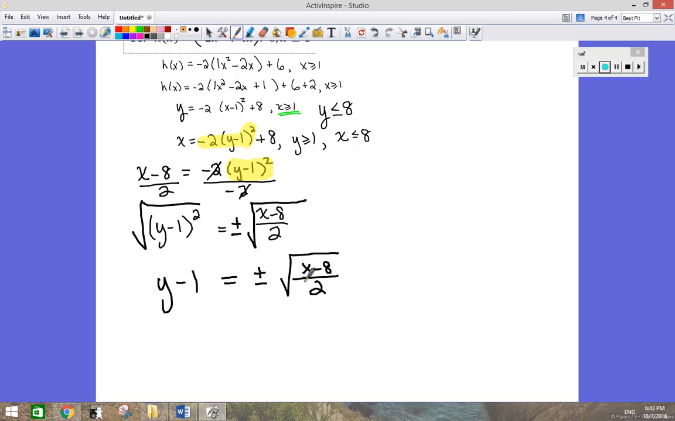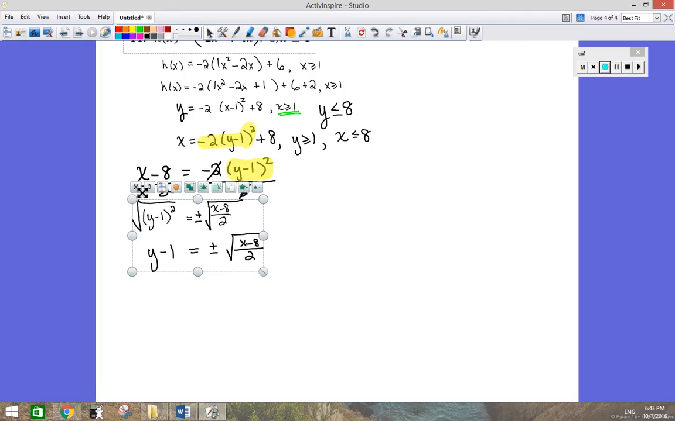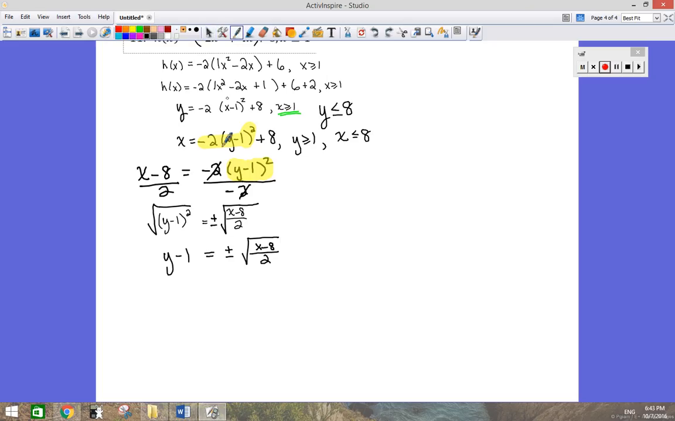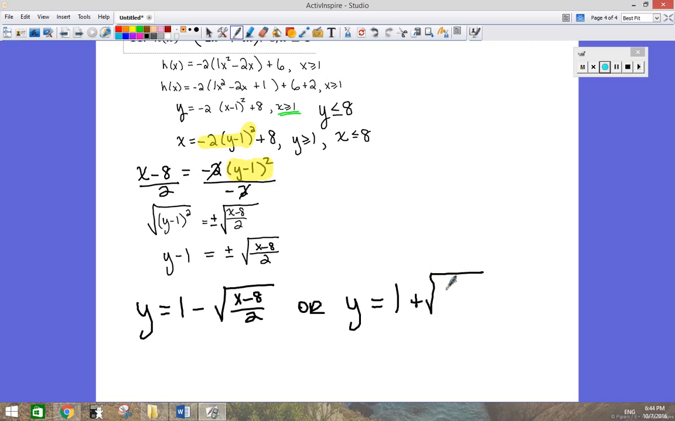The plus or minus is just shorthand notation that really this is 2 equations. I'm going to now split that up and write it as 2 equations, but here we'll add 1 to both sides, so we'll get the y by itself. So I have y equals 1, and I'll pick the minus square root of x minus 8 over 2. And the other equation, y is equal to 1 plus, because this plus or minus that was in front of the radical, over here in front of the radical is minus, over here in front of the radical is positive.